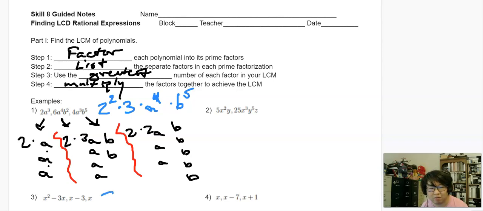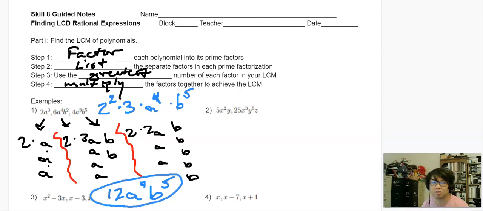In the end, I'll be left with 4, that's 2 times 2, times 3. Okay, so that is 12. Go ahead and erase that and replace it with 12. Got a little ahead of myself there. So I got 12, that's 2 squared times 3, a to the fourth, and b to the fifth. So this is my least common multiple in the first example.